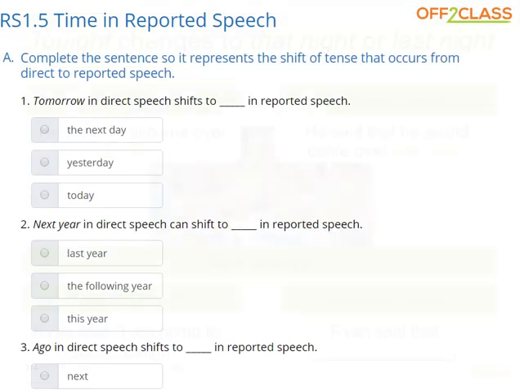Okay. All right, so now we're going to look at the homework real quick. So here's the homework we have for time and reported speech. Complete each sentence so it represents the shift of tense that occurs from direct to reported speech. So here's the first one. Tomorrow in direct speech shifts to what in reported speech? Is it today, yesterday, or the next day? Which one do you think it is? What does today mean? What does yesterday mean? What does the next day mean? Okay. So the answer is the next day. Okay, good.